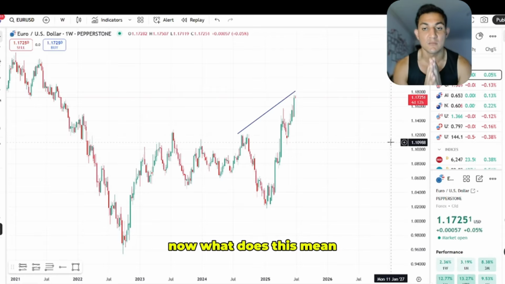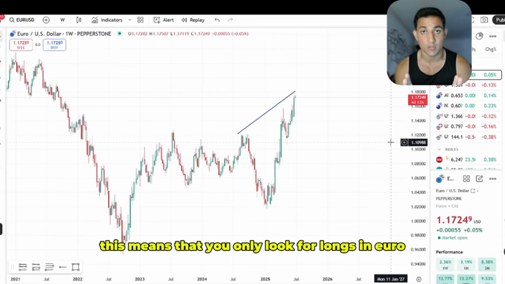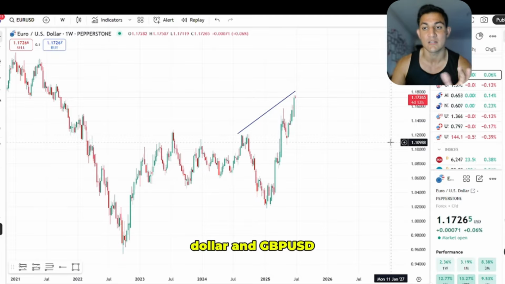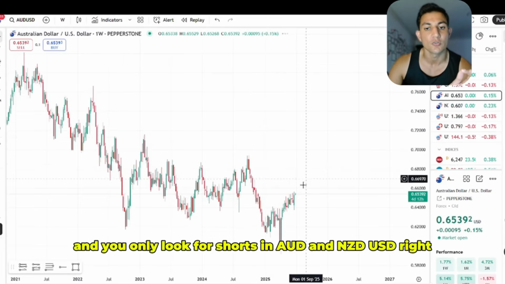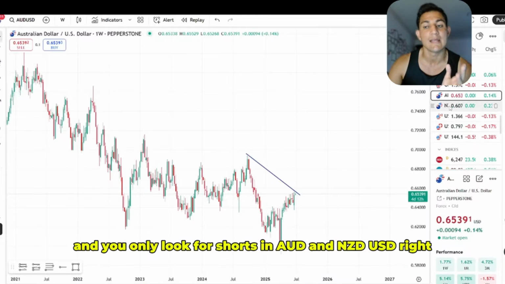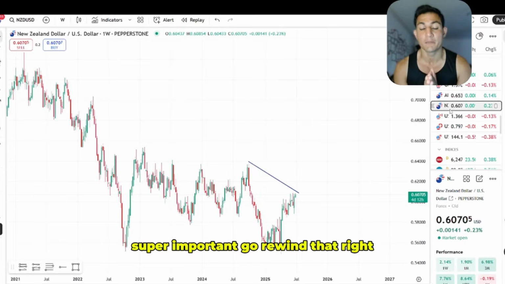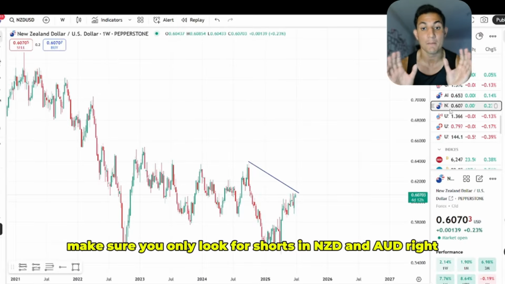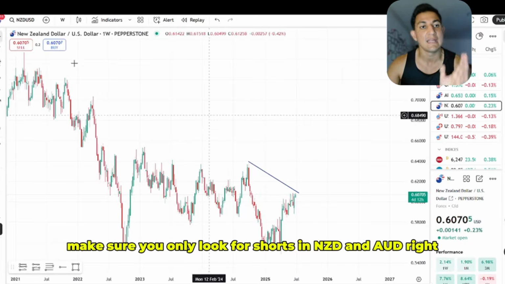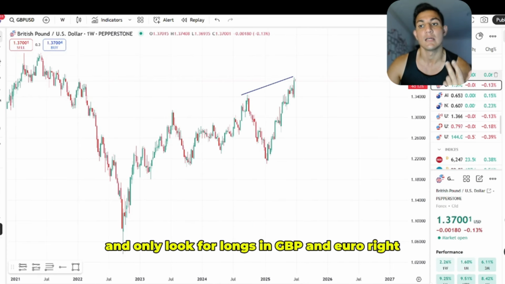Now, what does this mean? This means that you only look for longs in euro dollar and GBP USD, and you only look for shorts in AUD and NZD USD, right? Super important. Go rewind that, right? Make sure you only look for shorts in NZD and AUD, right? And only look for longs in GBP and euro, right?